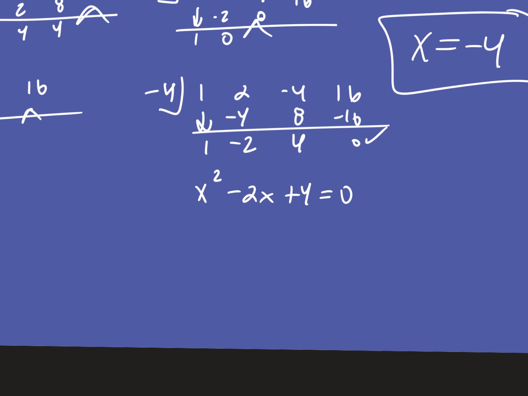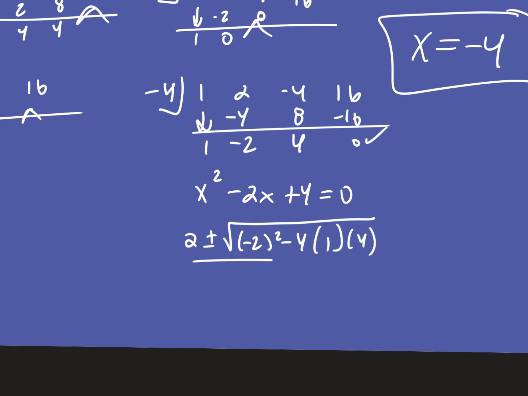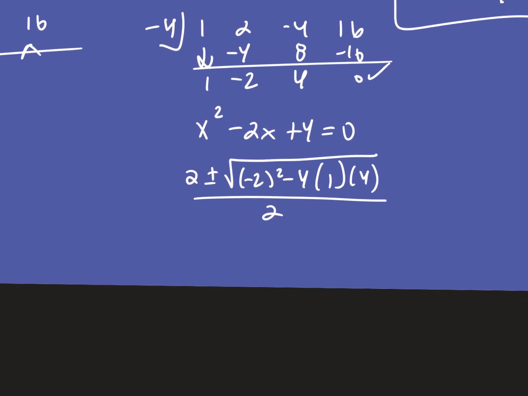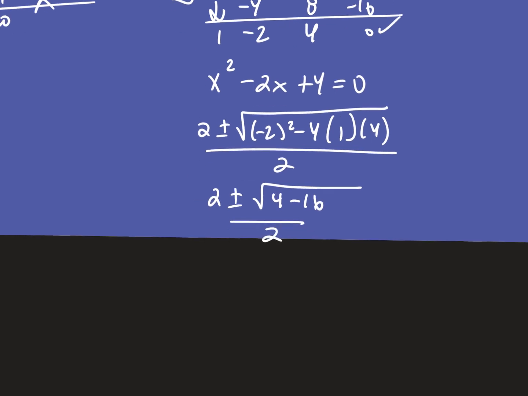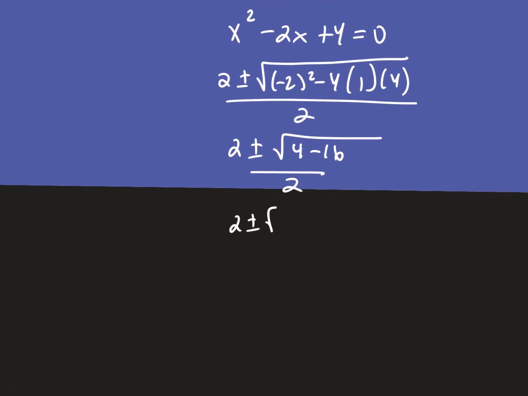So negative b, so I have 2, plus minus the square root of negative 2 squared minus 4 times 1 times 4, all over 2. So now I have 2 plus minus, what's negative 2 squared? 4 minus 16 over 2. 2 plus minus negative 12 over 2.